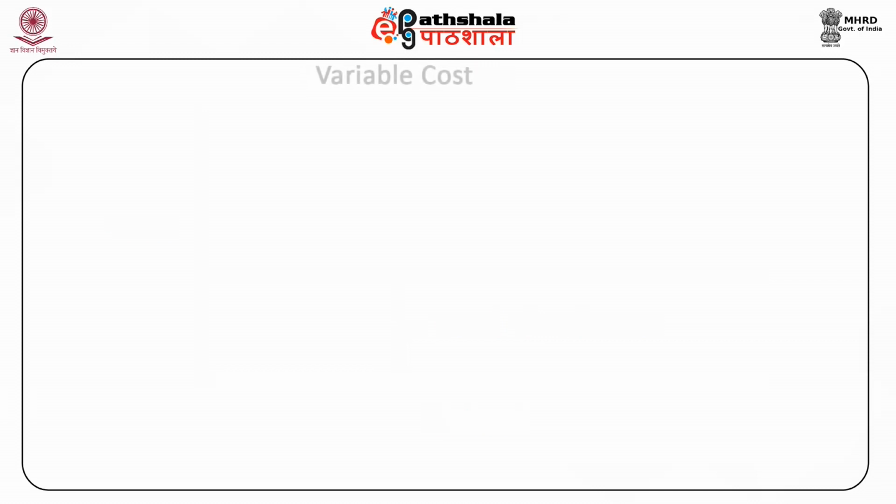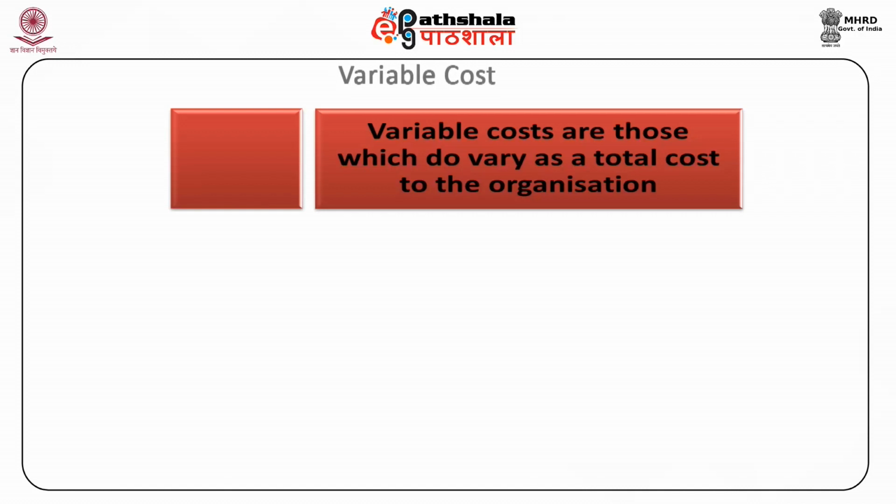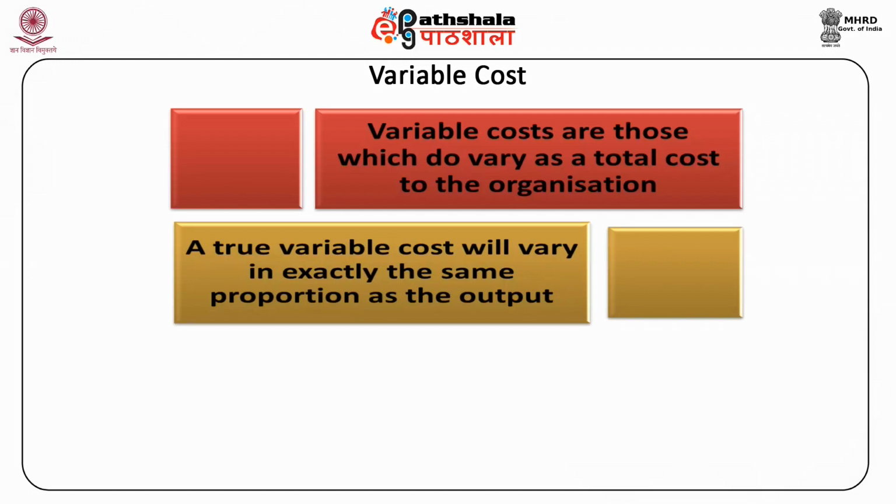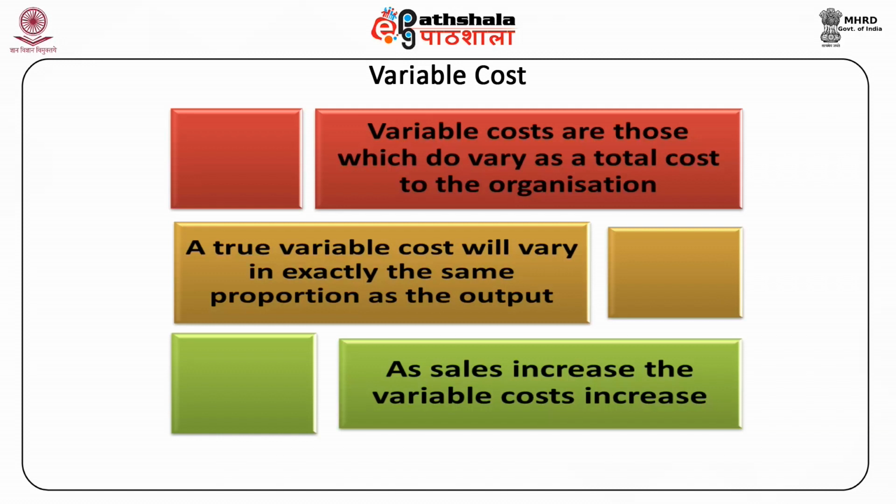Variable cost. Variable costs are those which do vary as a total cost to the organization when output, the number of items or services produced, varies. In fact, a true variable cost will vary in exactly the same proportion as the output. In other words, as sales increase, the variable costs increase. An example of a variable cost for a bakery would be the cost of flour.